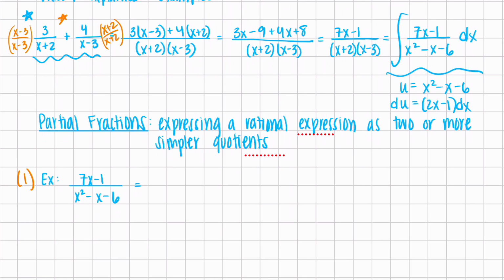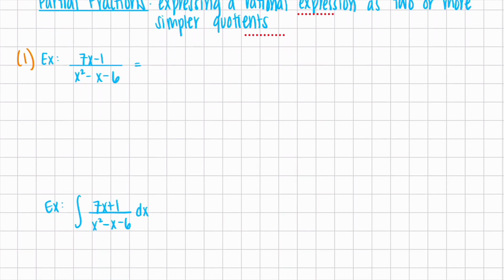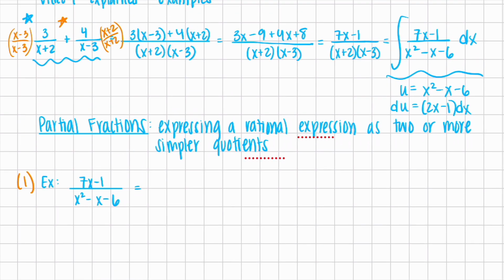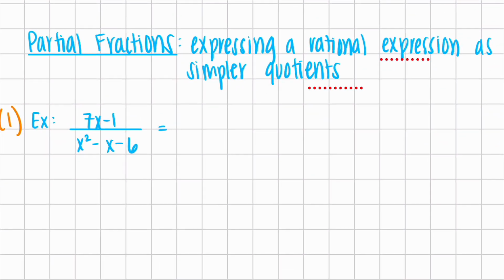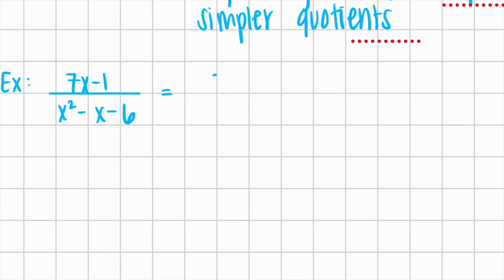And let's just forget about the integration for a sec. We'll do that at the bottom. But let's talk about how do we go from this fraction on the right to the two fractions on the left. We want to be able to do this process backwards. So first thing we're going to do is factor our denominator first. We have x minus 3 times x plus 2.